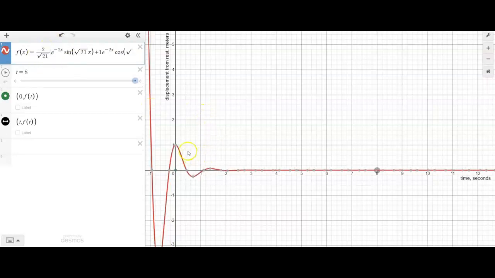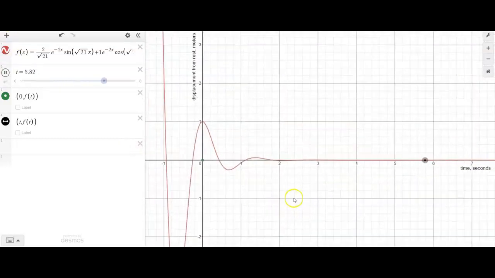There's our 2 over the square root of 21. So there's our initial position. We have an initial decrease in the rate of change, and watch what happens to that spring mass over time. That green thing starts at rest, oscillates a little bit and then quickly returns back to rest. Now we can slow that down just a little bit more, and so you can see it in all its glory.